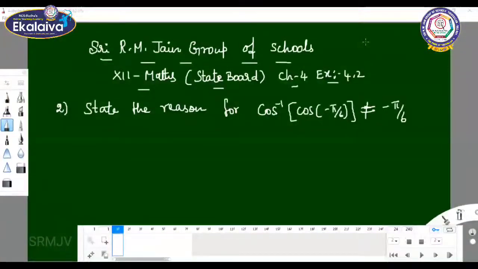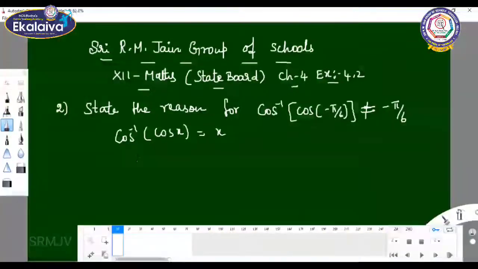This is 12th standard maths, state board, chapter 4, exercise 4.2, second sum. State the reason for cos inverse of cos of minus pi by 6 not equal to minus pi by 6. You know very well what is cos inverse of cos x? What is the value of cos inverse of cos x?